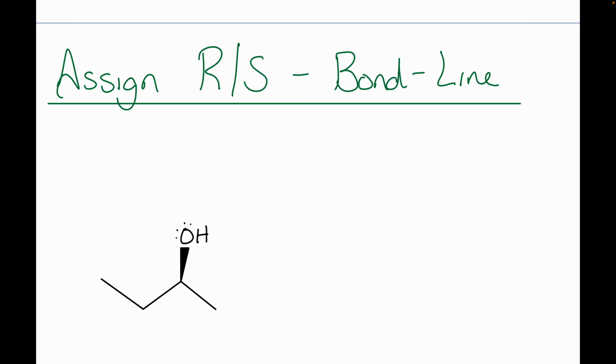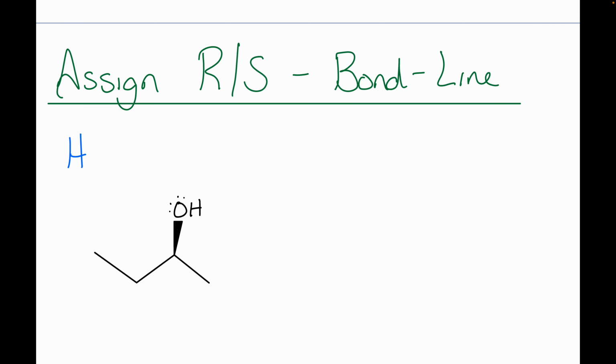If I see a molecule like this one's really easy to assign R or S stereochemistry to because I have that hydroxyl group pointed out at me, which means that what's that other bond that's pointed into the page? A hydrogen, right? So that means that there's a hydrogen on that dashed bond, which means that it's pointed into the page, which is our normal way of assigning R and S stereochemistry. All right, so this first case here is where we have our hydrogen on a dashed bond.